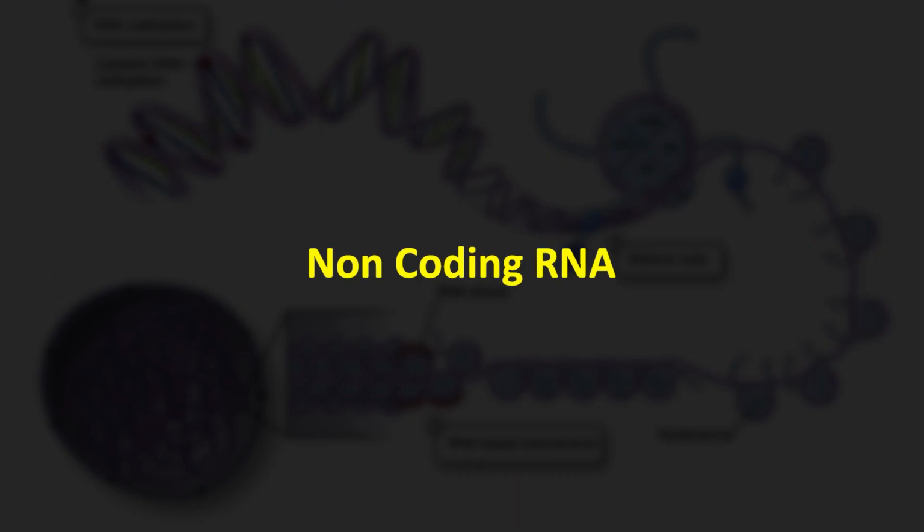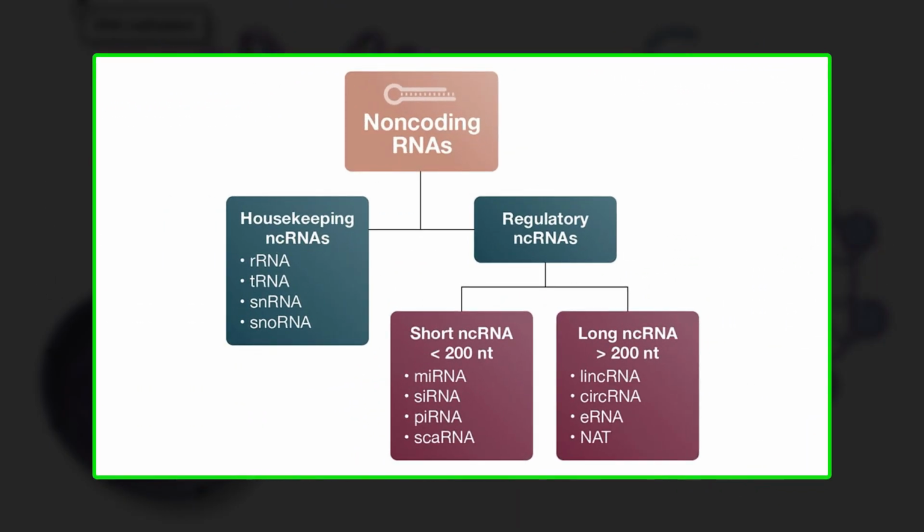Dear students, let's now discuss non-coding RNA. Non-coding RNAs that are not translated into proteins can be divided into housekeeping non-coding RNAs and regulatory non-coding RNAs. RNAs that have a regulatory role are mainly divided into two categories based on size: short-chain non-coding RNAs, including siRNAs, miRNAs, and piRNAs, and long non-coding RNAs, that is lncRNAs.